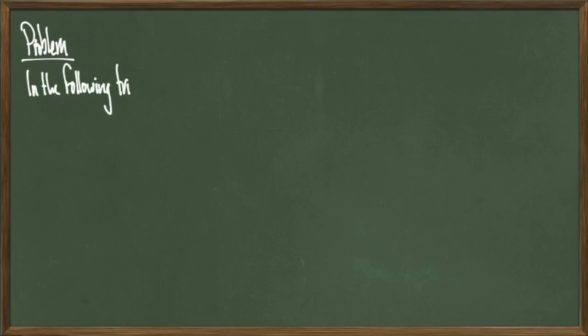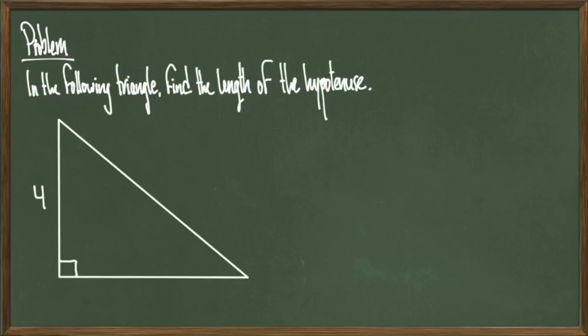Let's go ahead and talk about how to use it in some problems. In the following triangle, find the length of the hypotenuse. We'll go ahead and label the hypotenuse with C, so it agrees with our formula. And I'll also call the sides 4 and 5 A and B respectively.